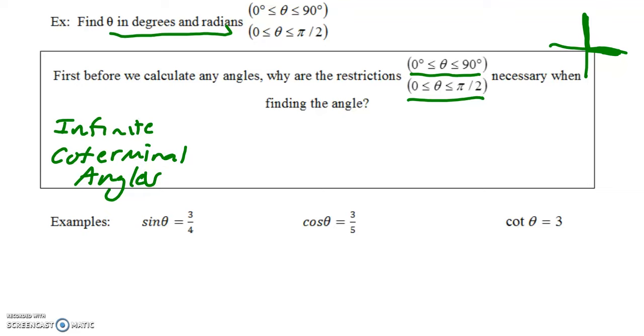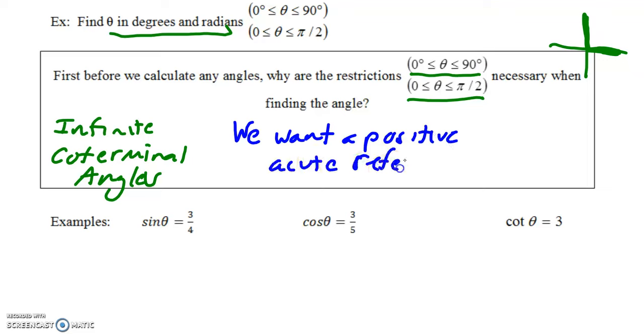So something else I'm going to write down here is that we want a positive acute reference angle. And I know I'm being a little bit redundant because reference angle does mean positive and acute, but I'm doing that just to remind you of the definition. So we're restricting it to the first quadrant to make sure that we get that type of angle.